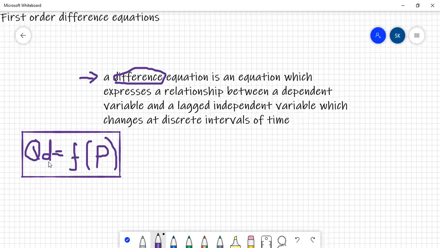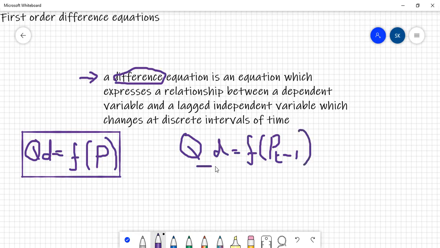Over here, we will say that the quantity demand is a function of the previous prices. That is, people will base their demand in the current time period on the prices in the previous time period. So this is now a difference equation, where the dependent variable depends upon the independent variable having a lagged value. That is, the demand depends on the previous year's prices.